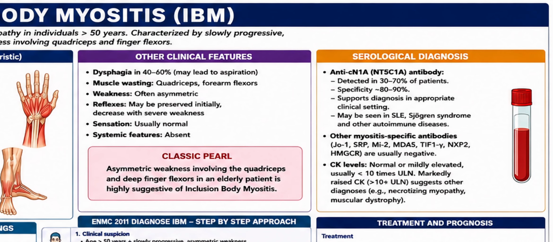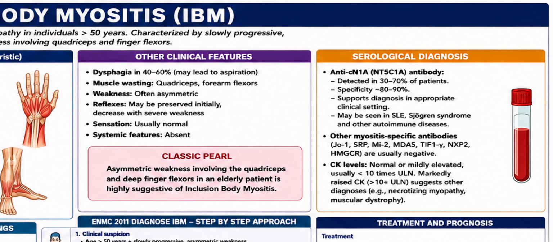This antibody is detected in approximately 30 to 70% of patients with IBM and has a specificity of approximately 80 to 90%. The presence of anti-CN1A antibodies strongly supports the diagnosis in an appropriate clinical setting, especially in patients with characteristic quadriceps and finger flexor weakness. However, its absence does not exclude IBM because a substantial proportion of patients are seronegative.